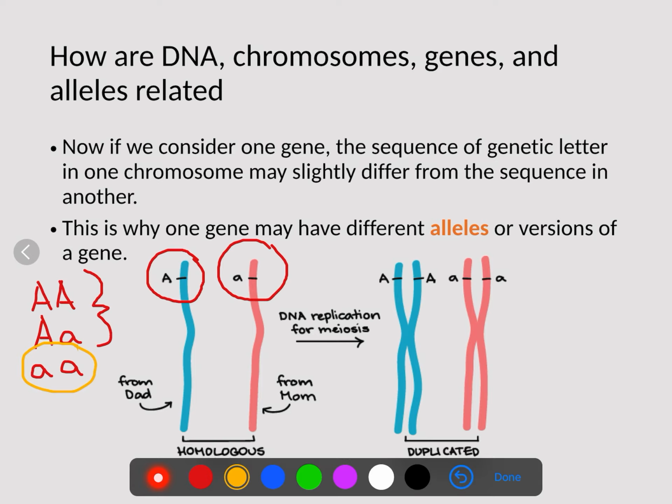So hopefully this information helps you out with the difference between DNA, chromosome, genes, and allele. If you remember, DNA is our entire genetic information. Chromosomes are condensed versions of our DNA, and on those chromosomes we have particular genes that code for a protein. Within that gene we can have different variations, which is what we call alleles. So hopefully this video helps you out. Again, this is on DNA, chromosomes, genes, and alleles.